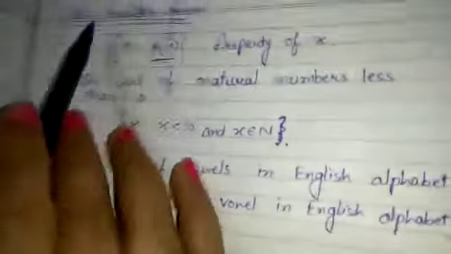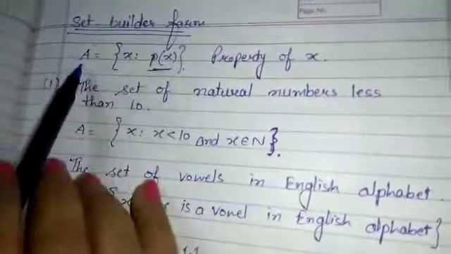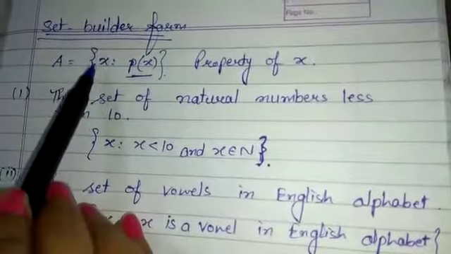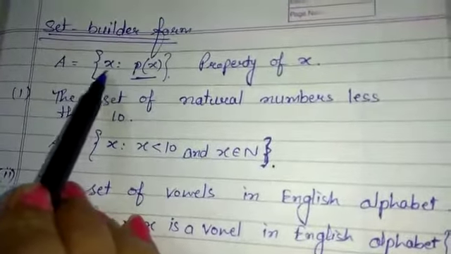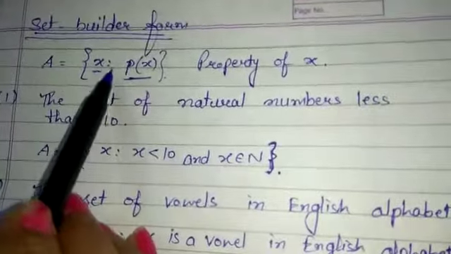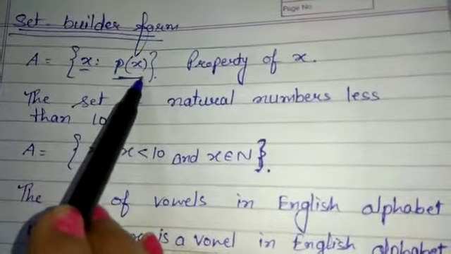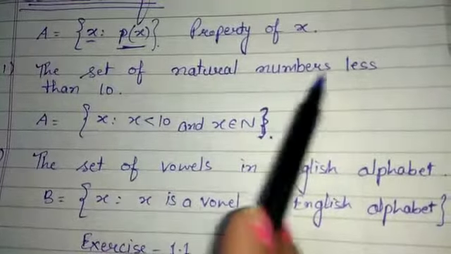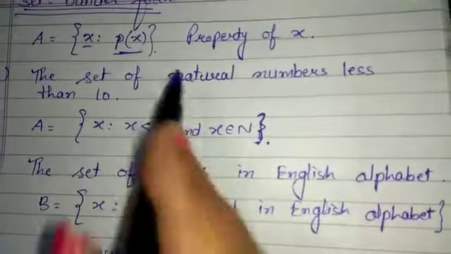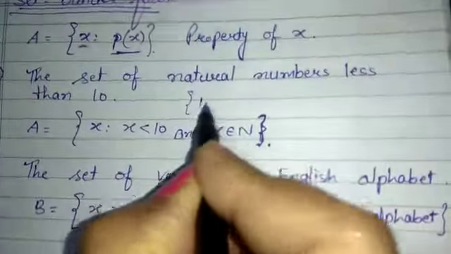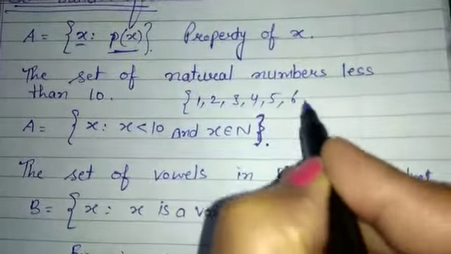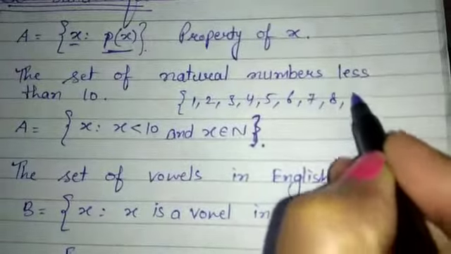Now set builder form. Suppose we want to write any set. Then firstly we will take one element x such that P(x), meaning the property of x. Suppose, for example, the set of natural numbers less than 10. So we know that the set of natural numbers less than 10 is 1, 2, 3, 4, 5, 6, 7, 8, 9.